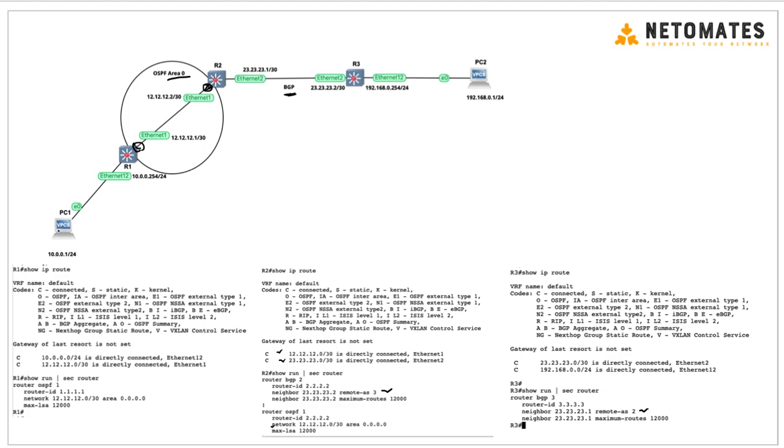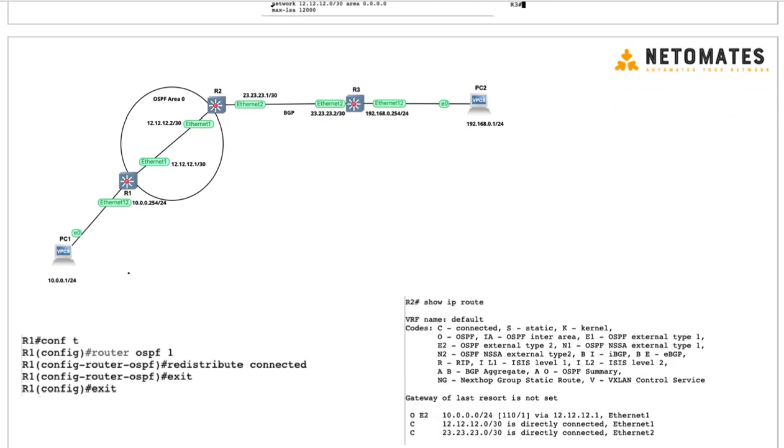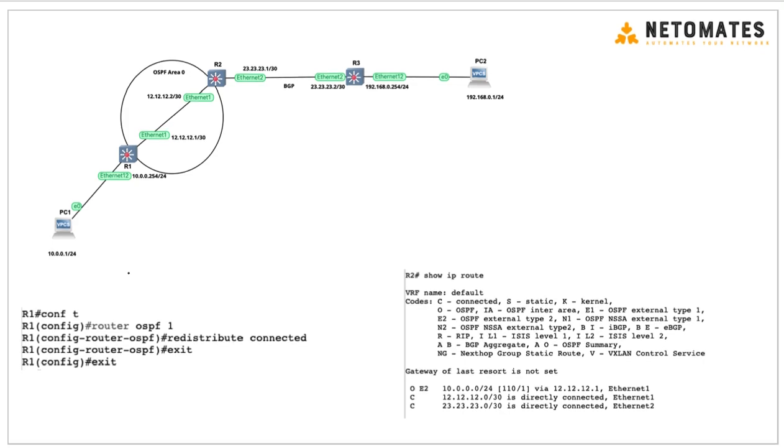So at this stage if we try to ping from PC1 to PC2 it will not work, because the routers in between PC1 and PC2 do not know how to reach the 10.0.0.0 network. So first I want to advertise this network to all the routers in this topology.